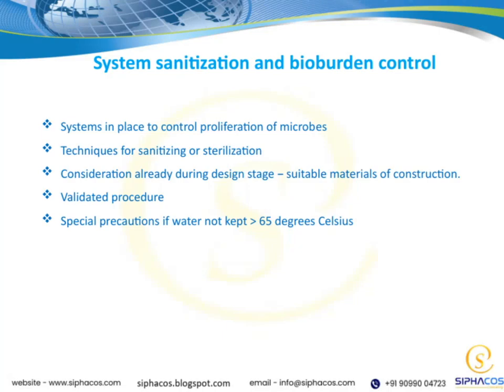Now, let's talk about the systems we have in place to control the proliferation of microbes. It's essential to understand that effective sanitation and sterilization techniques are at the core of maintaining a safe and compliant environment. One key aspect is considering microbial control right from the design stage, which means choosing suitable materials of construction that minimize contamination risks. This proactive approach helps set a strong foundation for effective cleaning and sterilization processes later on.